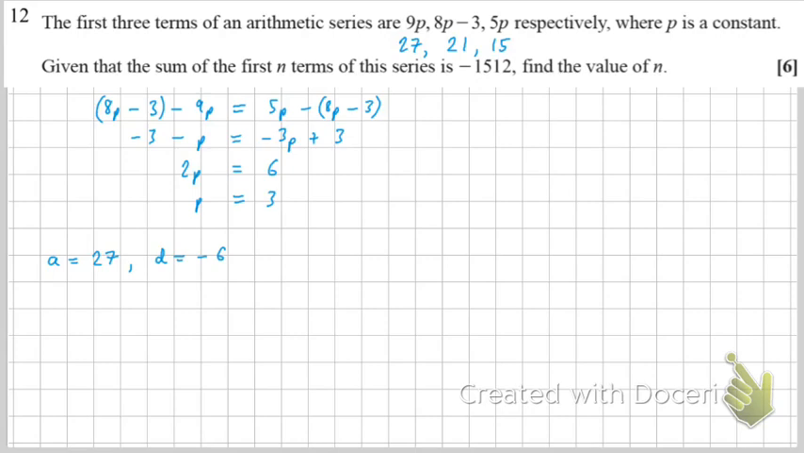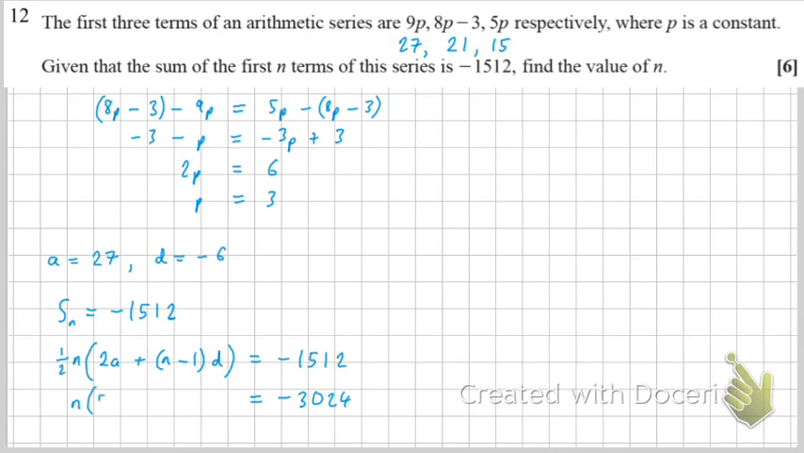So now we're told that the sum of the first n terms is minus 1512. So we're told that Sn is minus 1512. Well, grab the formula book and substitute the expression for Sn. I'm going to double both sides to get rid of the half, and then fill in the rest of that bracket. We'll fill in that bracket with my values of a and d.